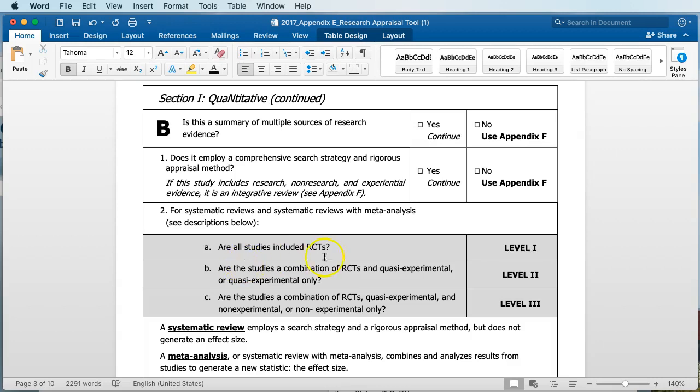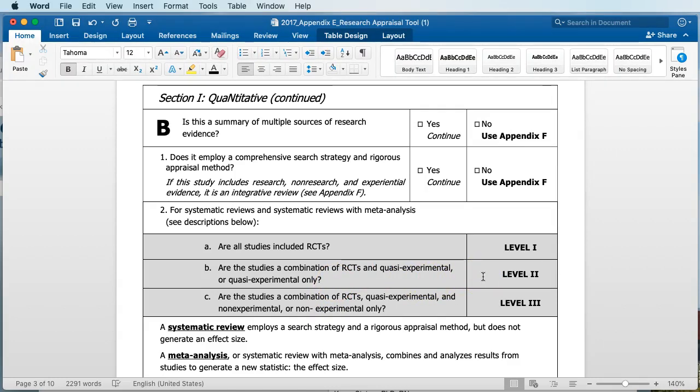Then the next question is, are all studies randomized controlled trials? If they are, this is a level 1 systematic review. If it's RCTs and quasi-experimental or only quasi-experimental, it's level 2. This is logical because if you think about it, if a single study as an RCT is a level 1, then if a systematic review looking at multiple studies are all level 1, it retains its level 1 as it's leveling. But if there are some that are RCTs and some that are not level 1 but are level 2, then you can only really provide the level at sort of the lowest level of the evidence.